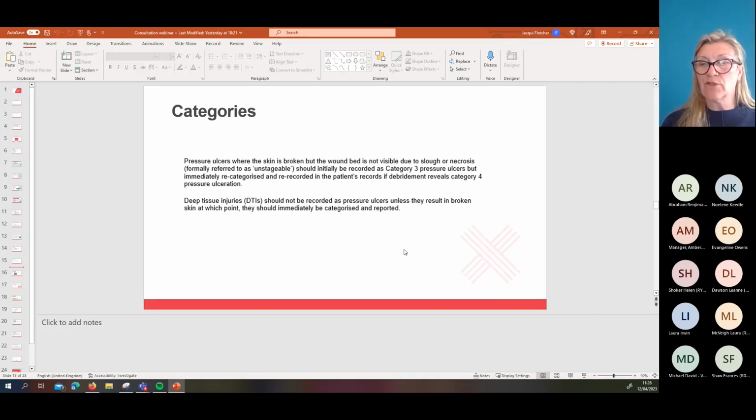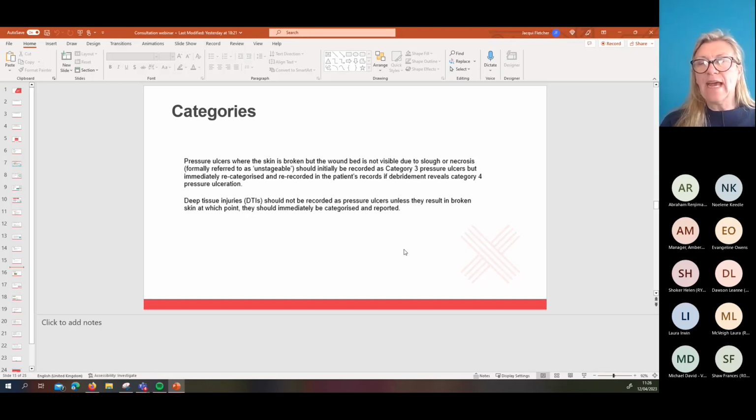That's incredibly time consuming. That's a large number of wounds. There's a lot of unstageable pressure ulcers that you are following to see if they become a 3 or 4, and you then have to change it. If you put them as a minimum of 3, and actually once you clean them up they are a 4, then that's a much smaller number of wounds because we know there aren't many category 4 pressure ulcers. So we're saying record them as being a minimum category 3.